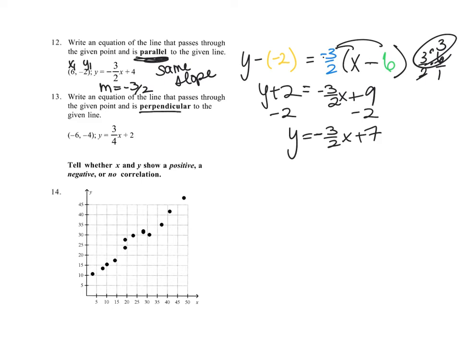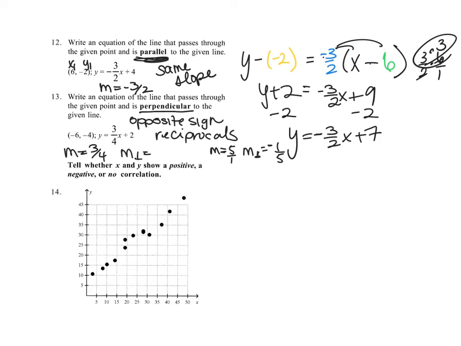Now number 13 asks about perpendicular lines. Perpendicular lines are opposite sign and reciprocals. That means flip the fraction. So if you had an m of 5, you would make it 5 over 1, and the perpendicular slope, the symbol for perpendicular is an upside down t, would be negative 1/5. So here my slope is 3/4. So the perpendicular slope would be negative 4/3.